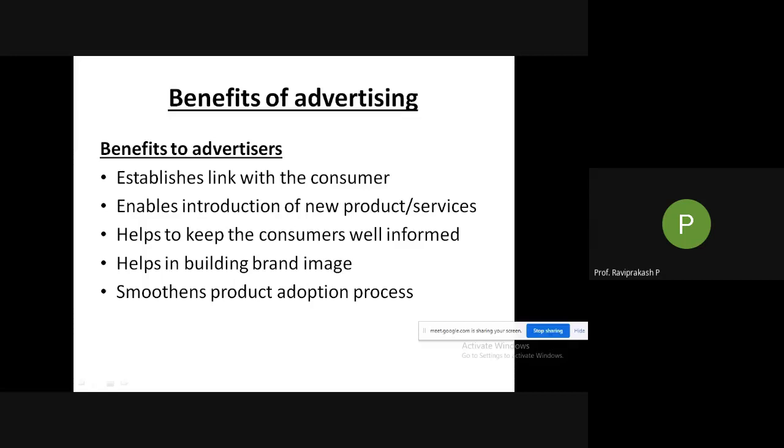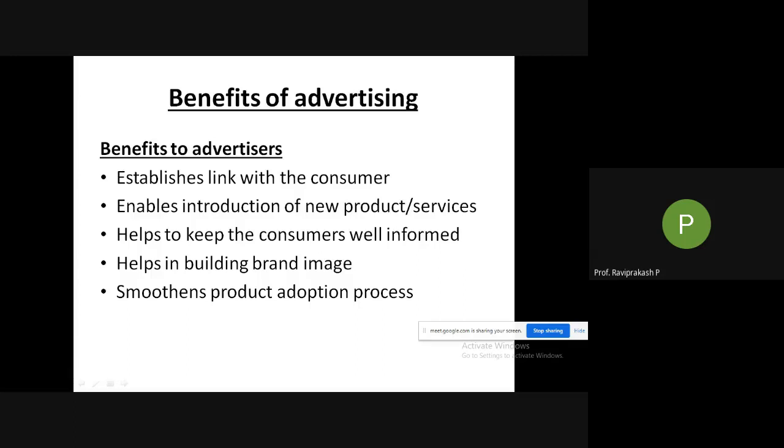So you should tell what the advantages are, what the new things are that he is going to experience with the product that is there in the market. So by doing all these things, it is very easy for a customer to adapt. So that is what it says, smoothens product adoption process. Okay, these are the benefits to the advertisers.